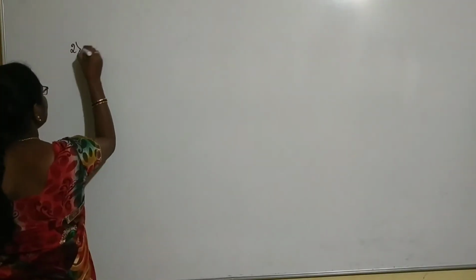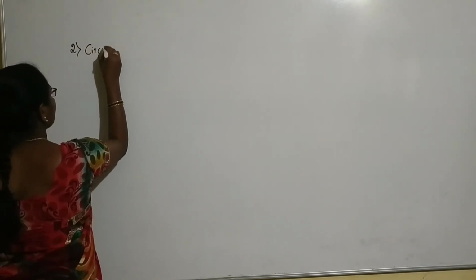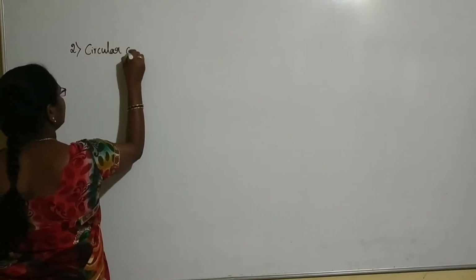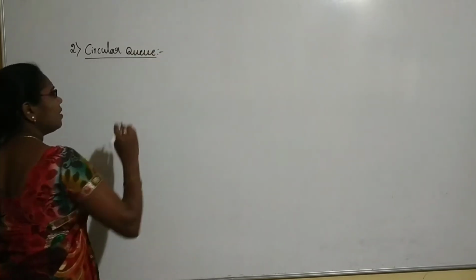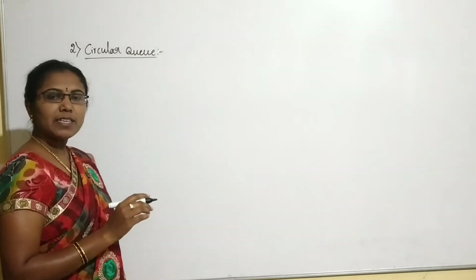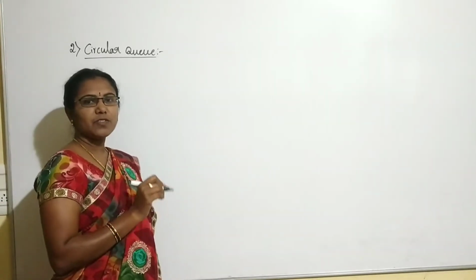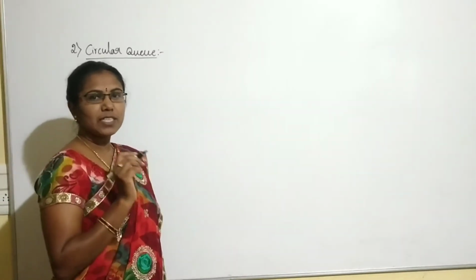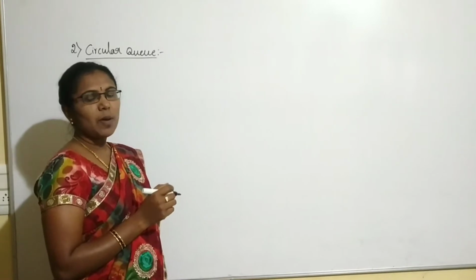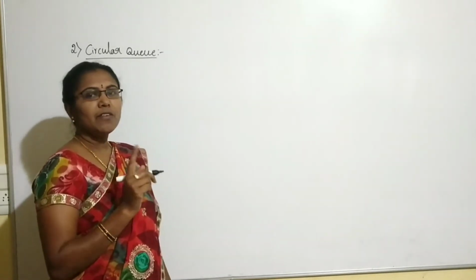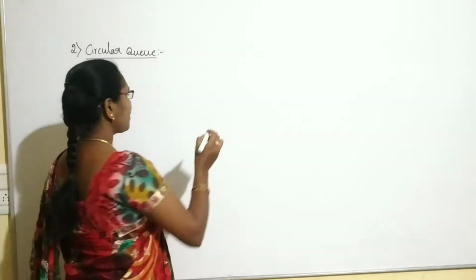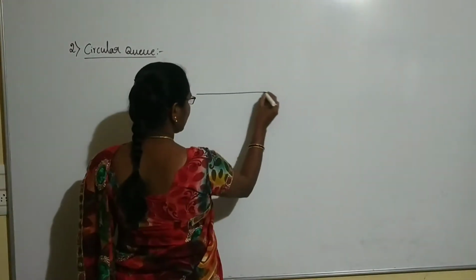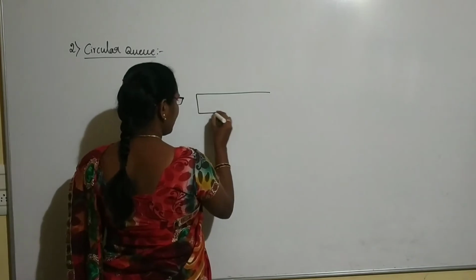The second type of queue we are taking is the circular queue. What is a circular queue? Why is the circular queue needed? First we discuss the need for the circular queue. Before going to the circular queue, we discuss what drawback there is in the simple queue. Here I will draw the diagrammatic representation of the simple queue.